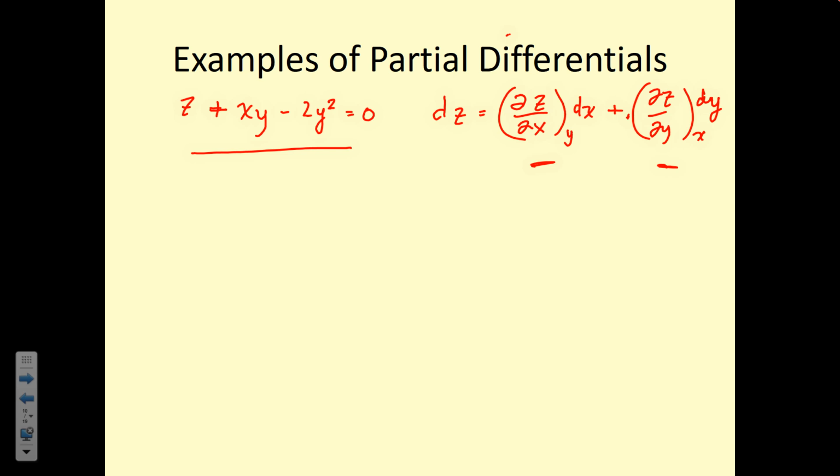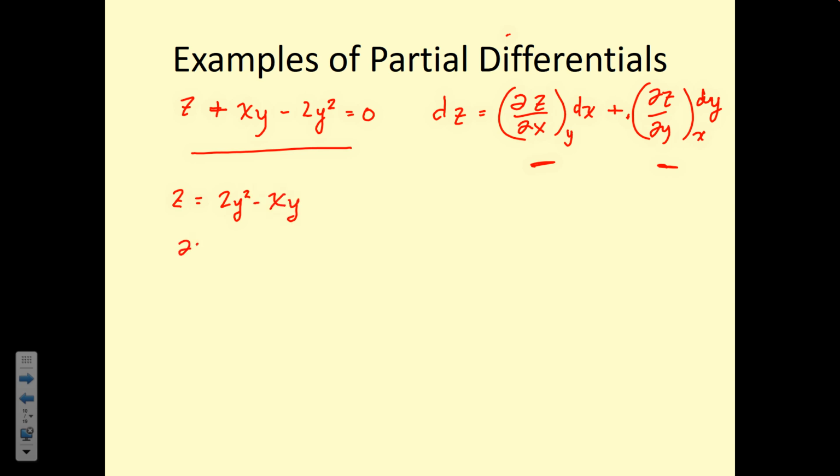So when you look at the equation, the first step you'd have to do is solve this equation in terms of z. So z is equal to what? Put it all to the right. Yeah. So what would that be? 2y squared minus xy. Minus xy, right?